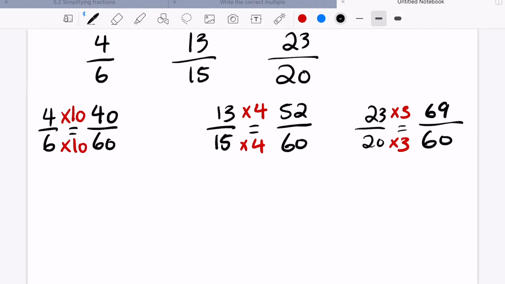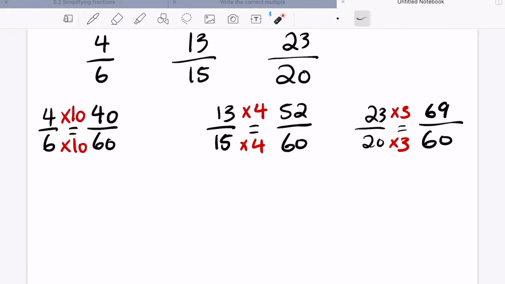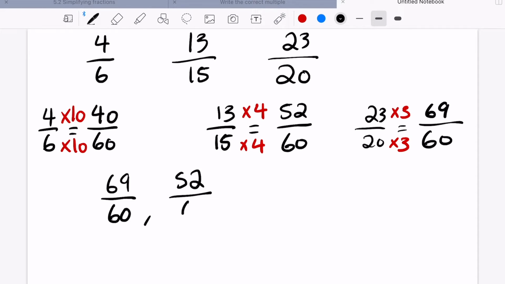23 times 3 equals 69. Good. So now we want to write it in descending order, right? Descending means big to small. So let's write our biggest number first. The biggest number would be 69 over 60. Then it would be 52 60ths. Then it'd be 40 60ths.